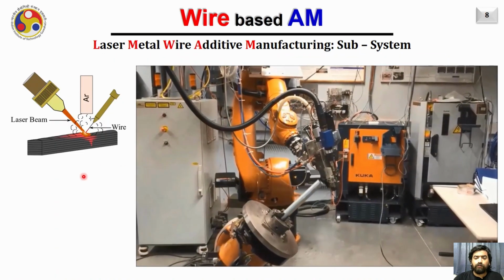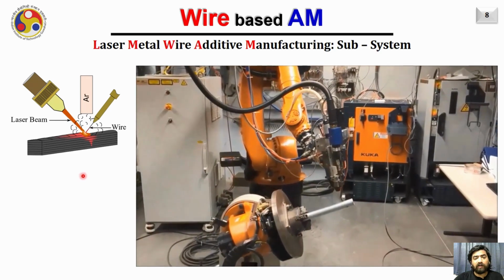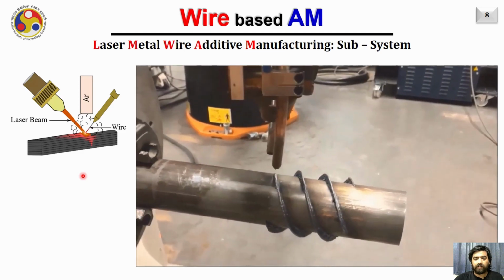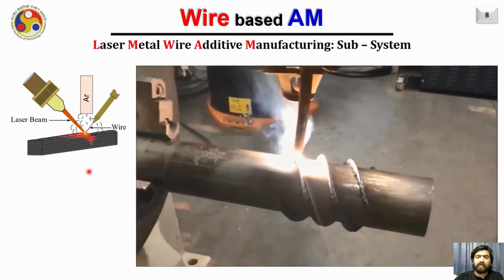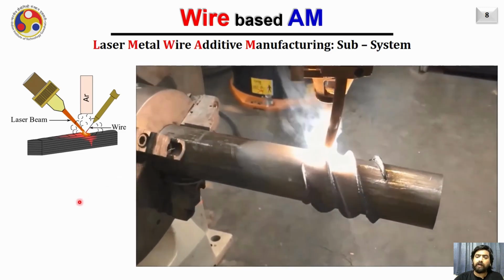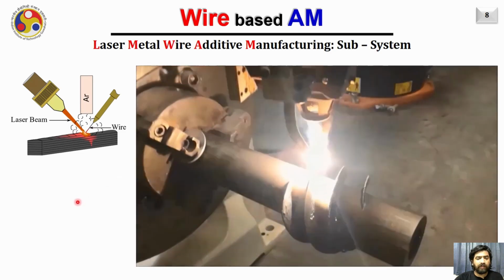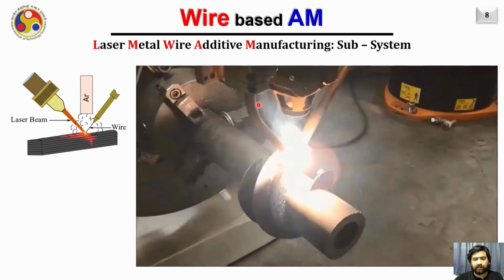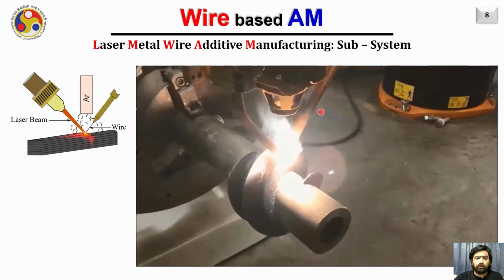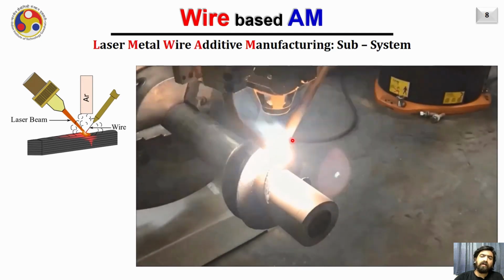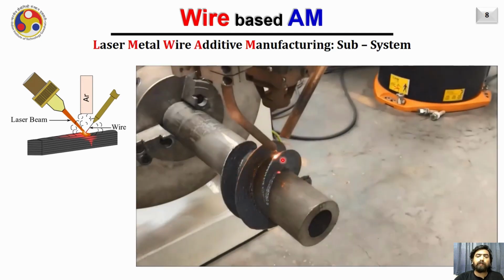Now this video will give you an idea of the lateral feeding based laser metal wire additive manufacturing system. Here it can be observed that the laser beam is coming from this vertical side, and it is creating a melt pool in the substrate or pre-built layer. And then the wire is fed through this tube from the side. Another tube is used to supply the argon in such a way that the melt pool can be protected from the outside gases.